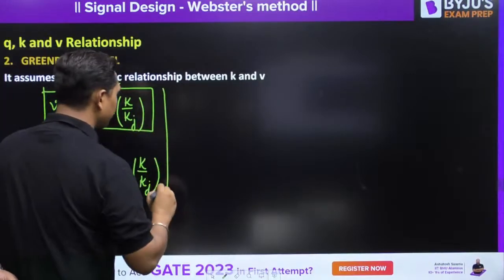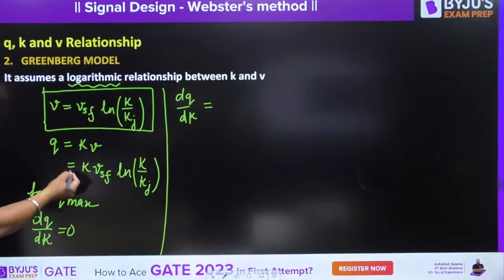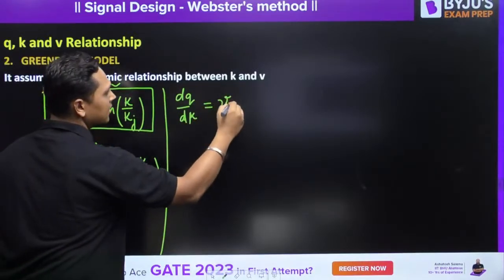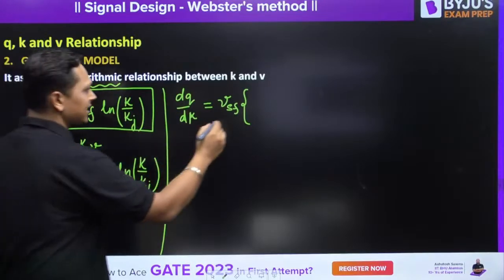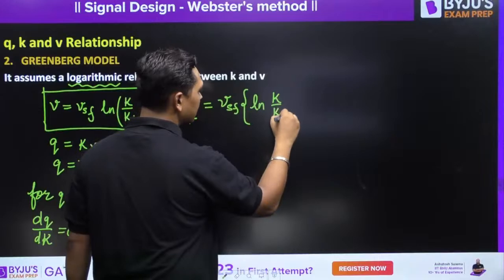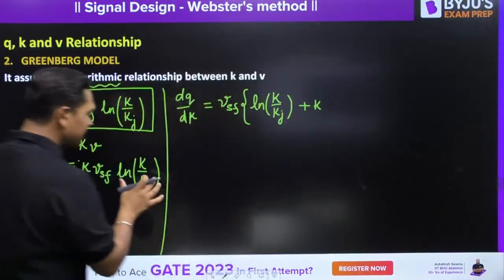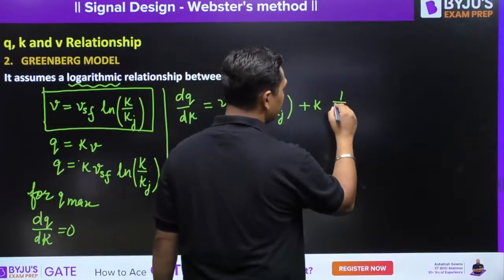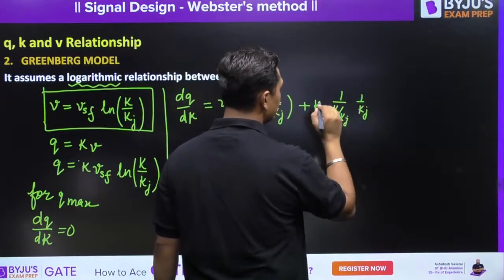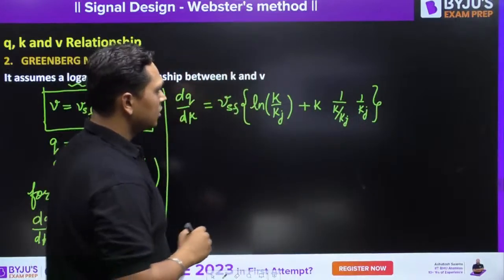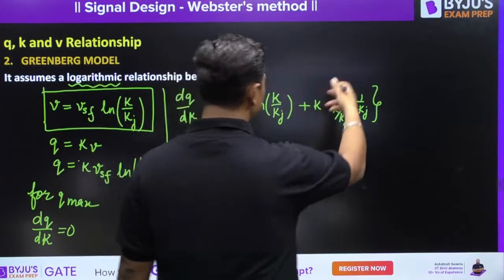Now let us do dq by dk. It will be Vsf common. First we will differentiate K and keep ln of Kj by K as it is. Then we will keep this as constant, plus K, and we will differentiate this term ln of Kj by K. So 1 upon Kj by K, and then we will differentiate this, that is 1 upon Kj. So this will cancel out.